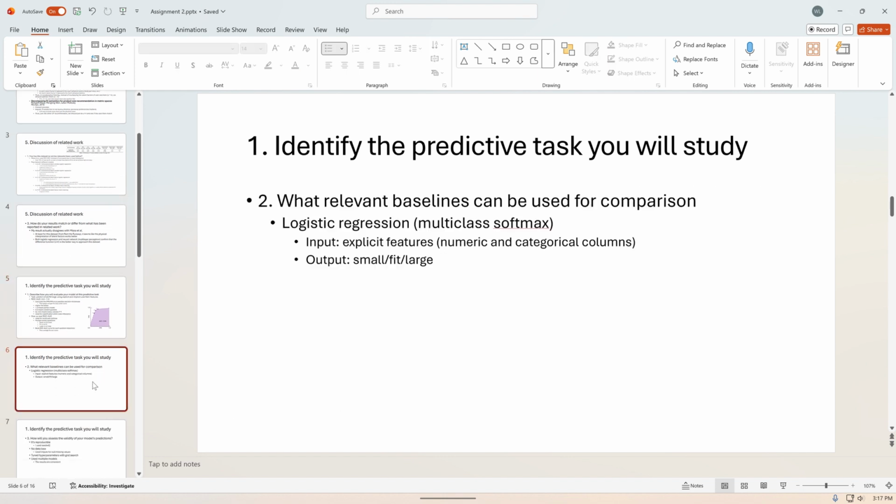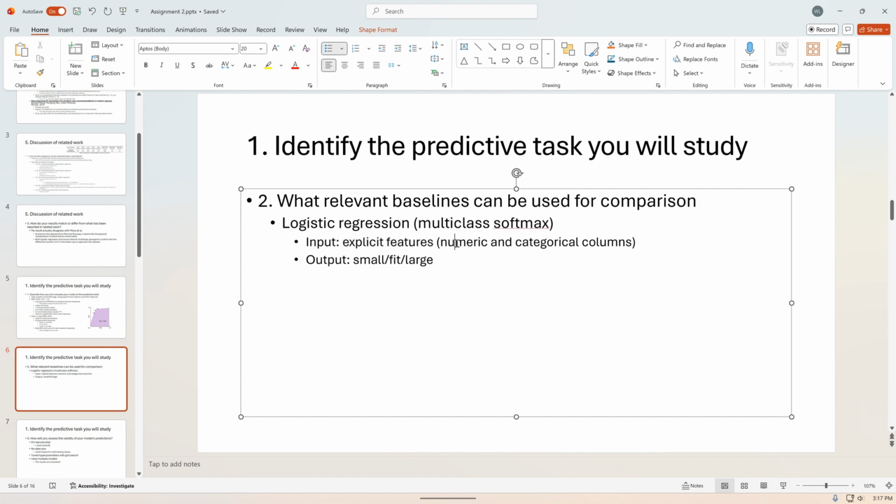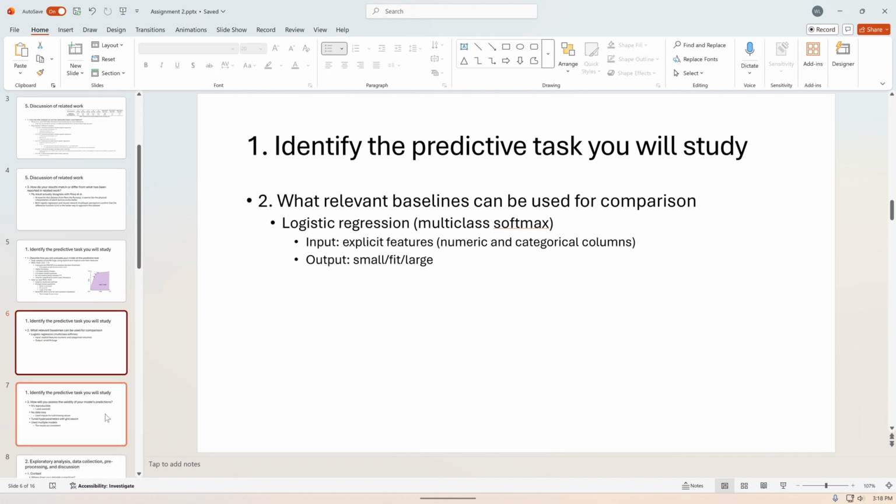So now question 2. What relevant baselines can be used for comparison? So we have one baseline, logistic regression, using only the explicit features, right? So numeric and categorical columns that are already present in the data set. So no embeddings for this. And then the output, again, small or fit or large, right? So that's the baseline.